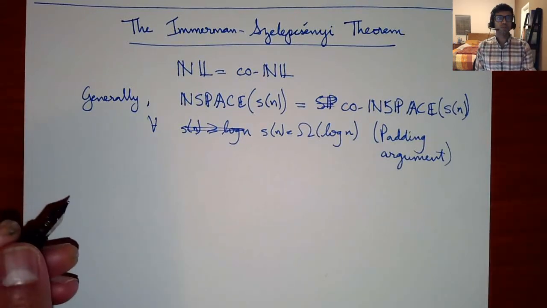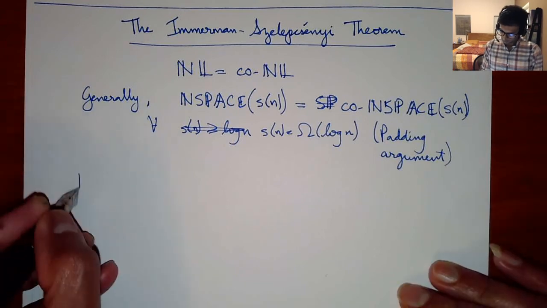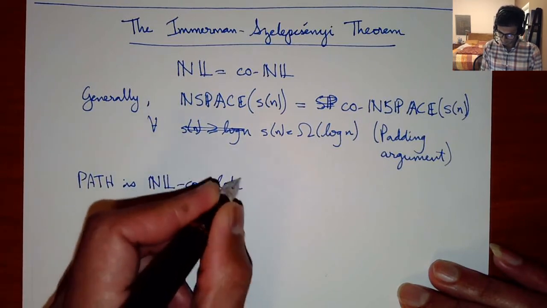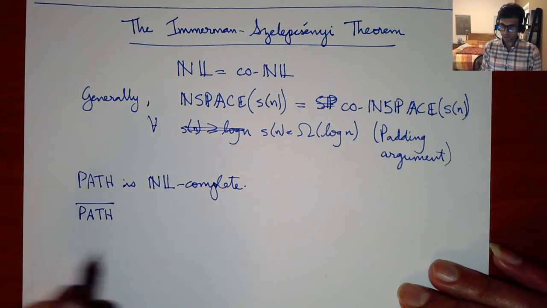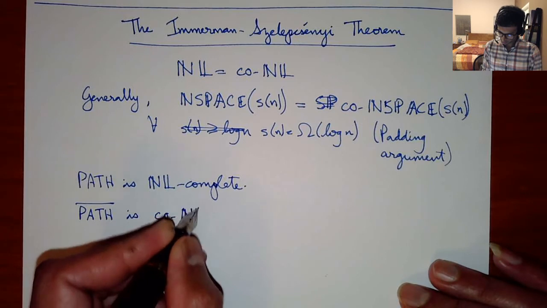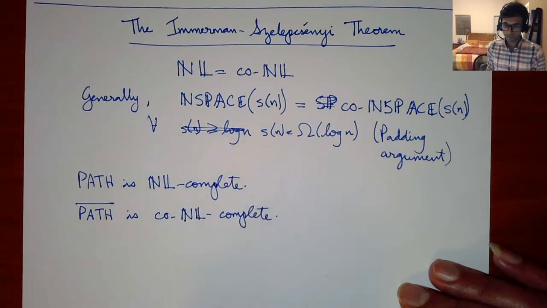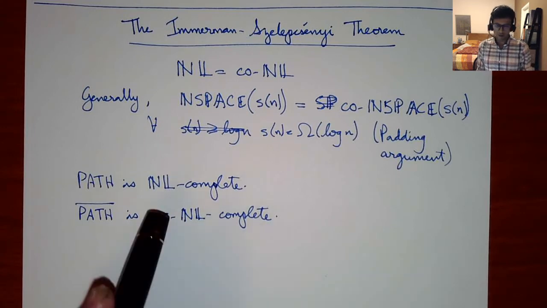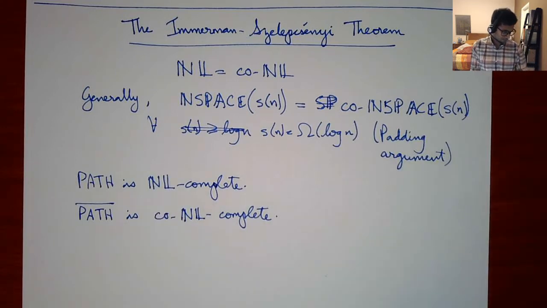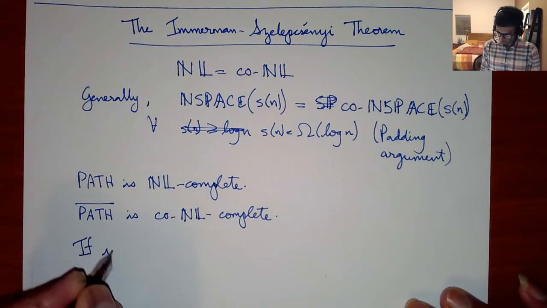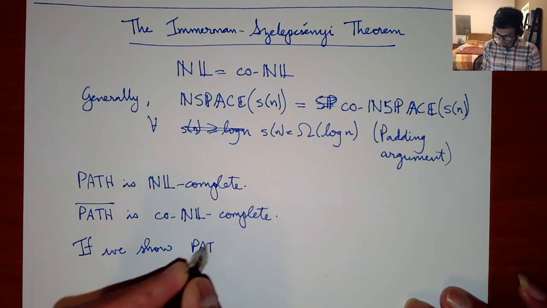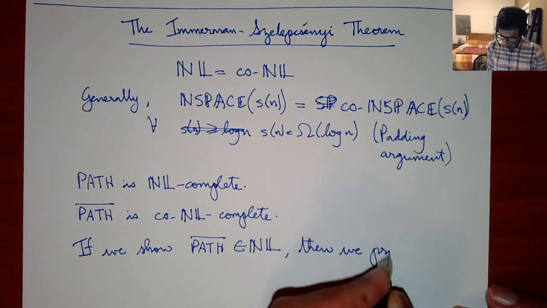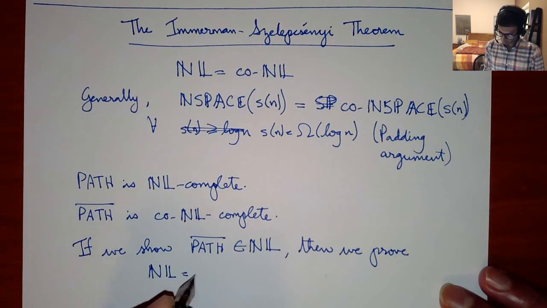And we're going to use all the tools that we've built so far as part of the proof. So remember, we said that path is NL complete. The complement of path is co-NL complete. One can show this. I think there was an exercise in the first homework where you did this for NP completeness, and the same argument works for NL completeness. So if we show that the complement of path is in NL, then we prove that NL is equal to co-NL.